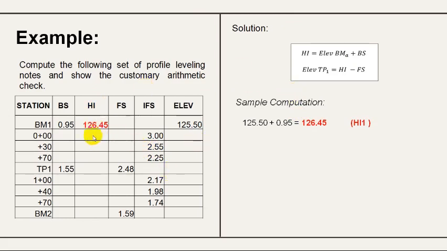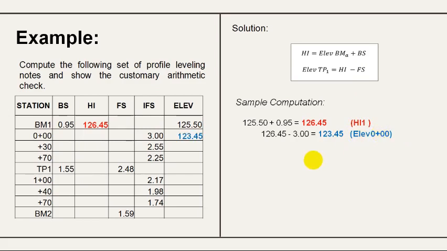Next, to compute the elevation of station 0 plus 000, the elevation of 0 plus 000 is equal to height of instrument, which is 126.45, minus intermediate foresight reading. That is 3 meters. So, 126.45 minus 3, that is 123.45 meters above mean sea level. That would be our elevation at station 0 plus 000.